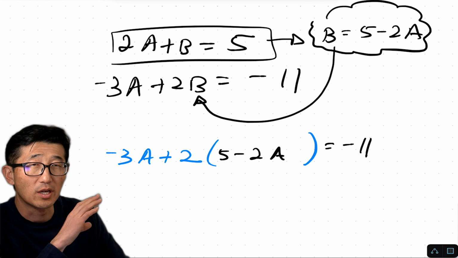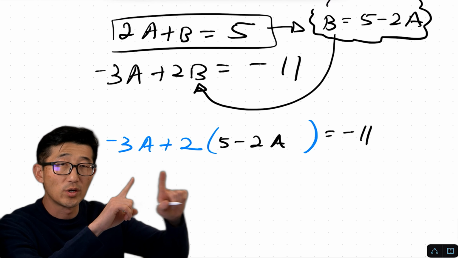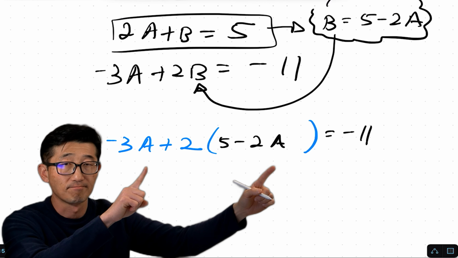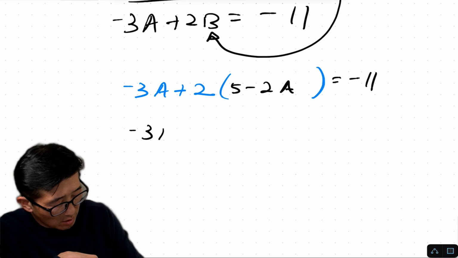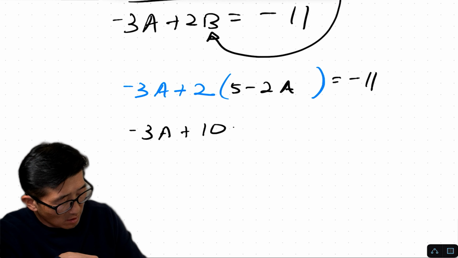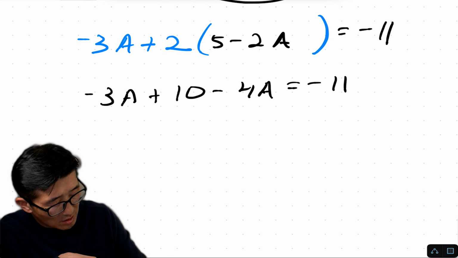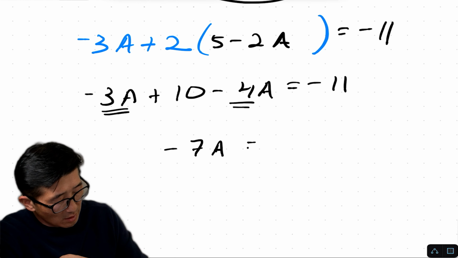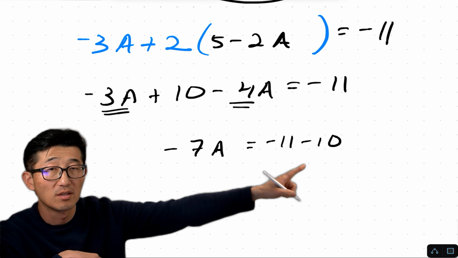Now, I'll slow down. Does that make sense? We'll have one equation with one type of variable. Can we solve for a now? It's just basic algebra, right? So negative 3a plus 10 minus 4a equals negative 11. These two will become negative 7a. And then negative 11 minus 10. I'm going to move 10 to the other side, right?